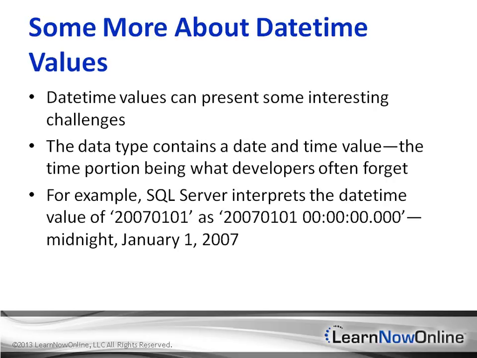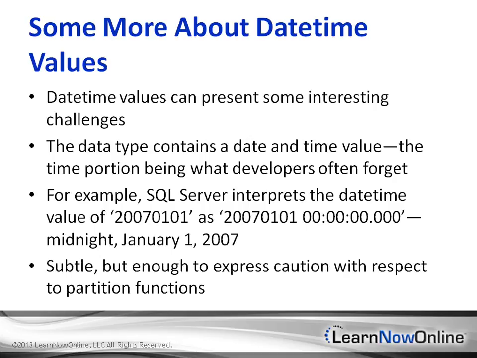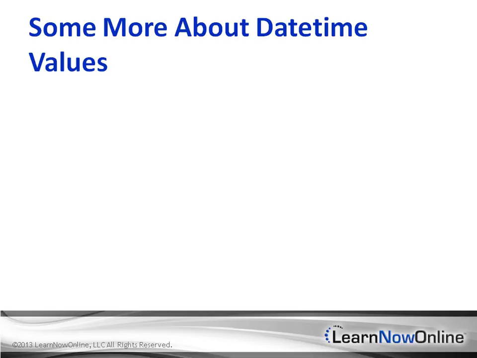You'll see this most often in legacy systems, but let's go through it here so that you understand the process. For example, SQL Server will interpret the date-time value of January 1st, 2007 as actually having the time portion midnight, all zeros. This is subtle, but it's enough for you to express caution with respect to partition functions. Let's see why.